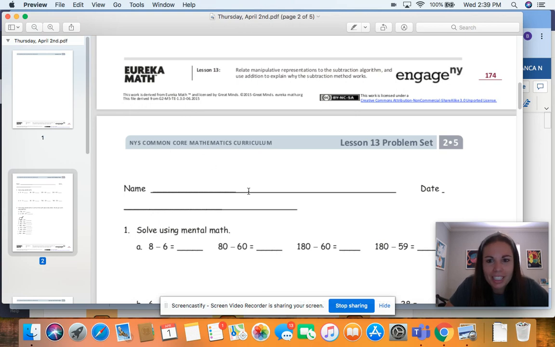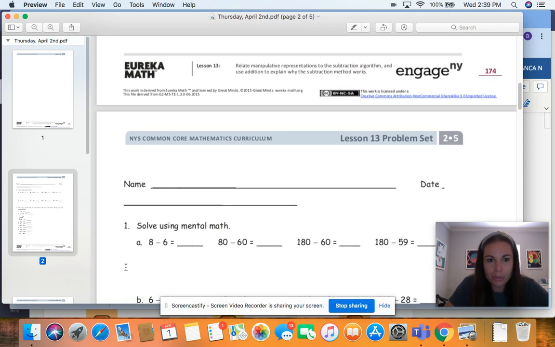Okay. Lesson 13. So today's lesson, pretty simple. It's all about figuring out when to use mental math and when to write out a problem vertically, up and down. So what you're going to be doing, let me go ahead and get my writing tools.